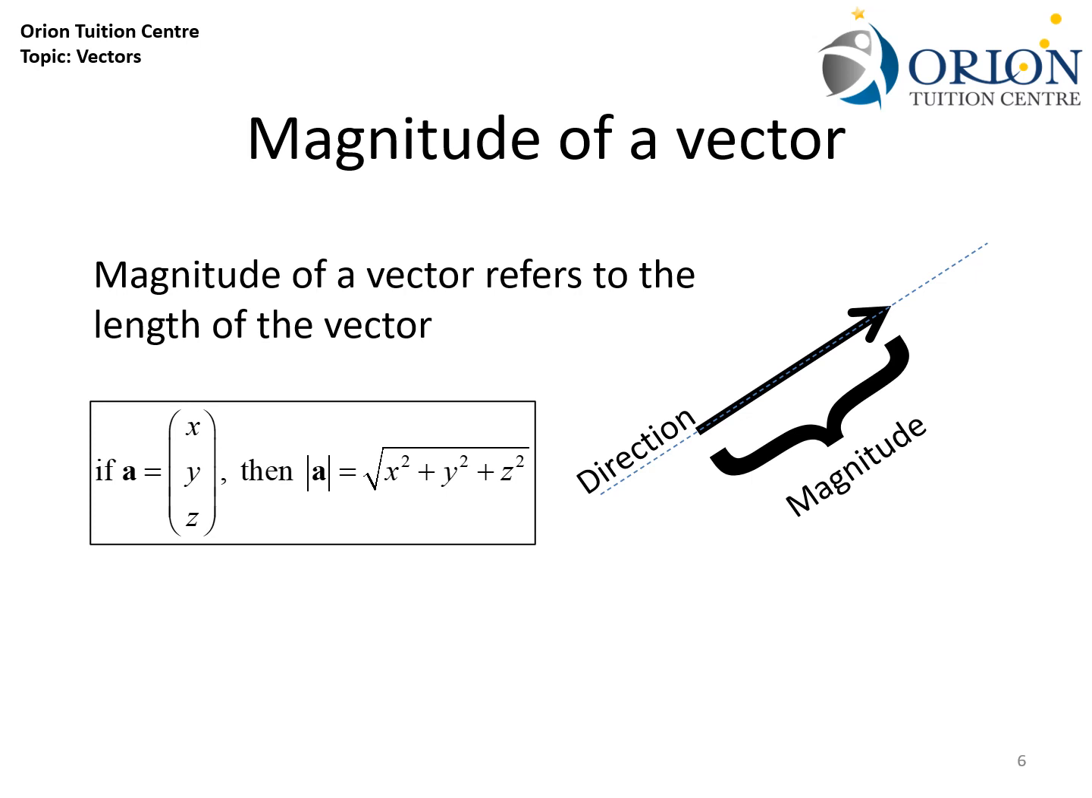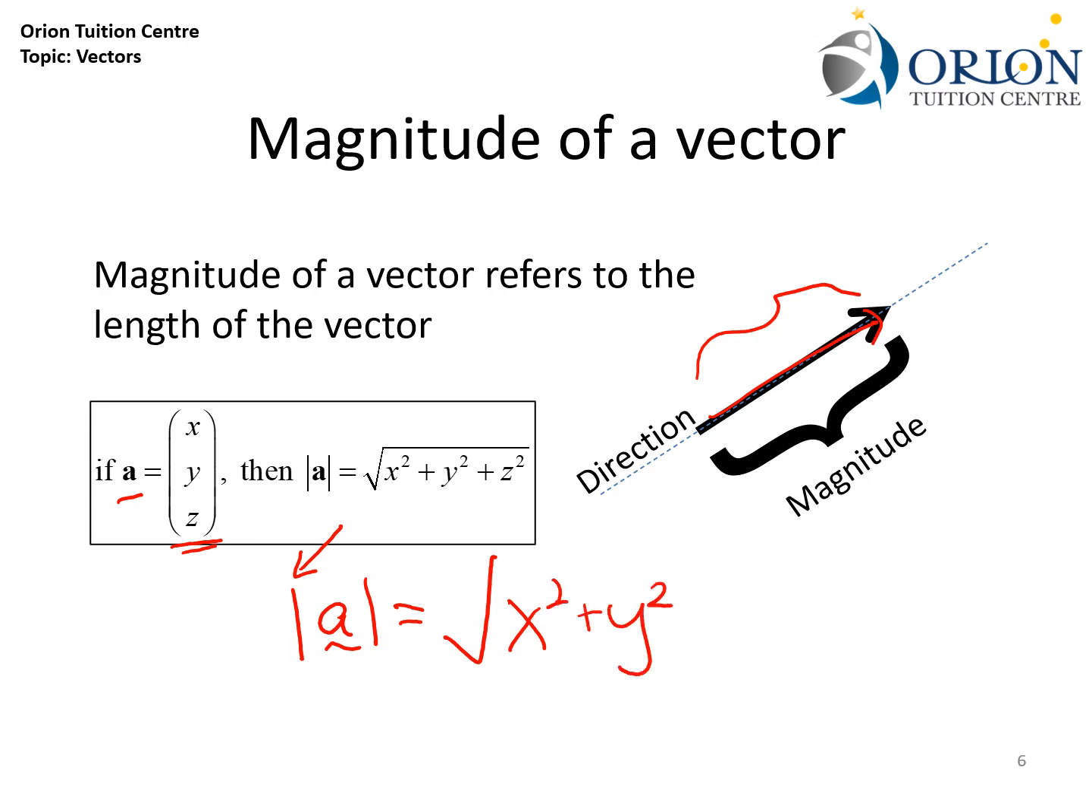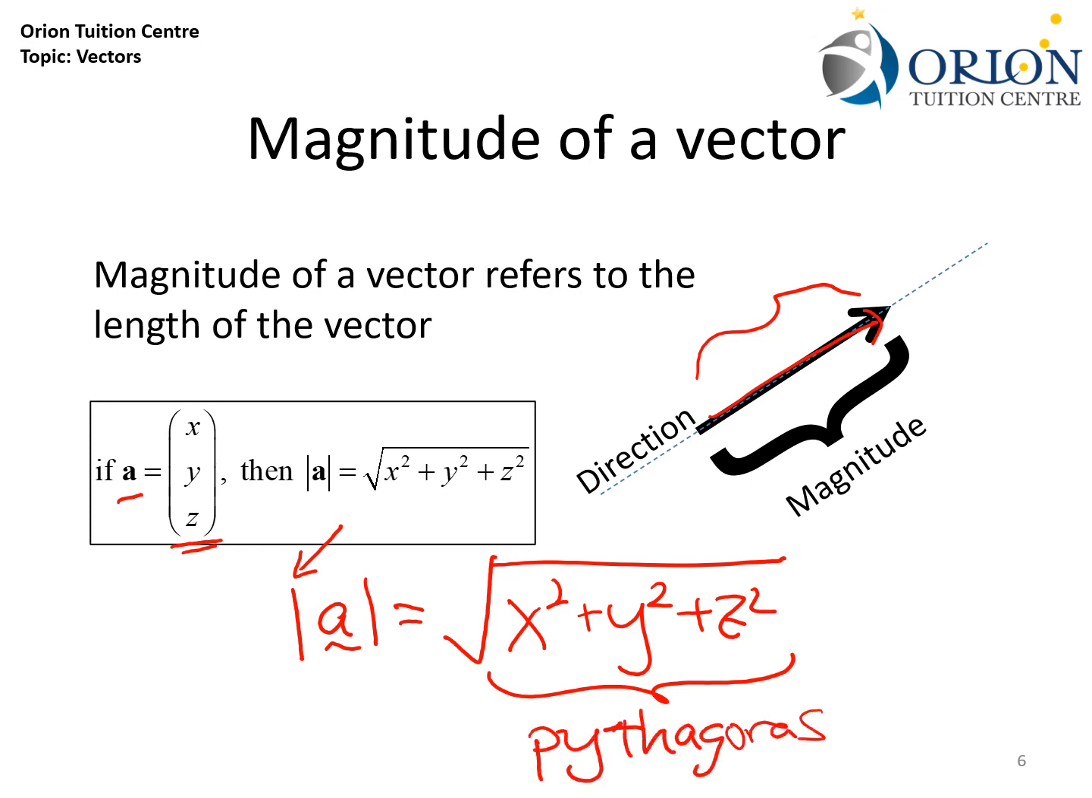All vectors consist of two components, a direction and a magnitude. The magnitude tells us how long or how short the vector is. It is the length of the vector. Now, if we have a vector A, which is defined as a column vector of x, y, z, then the magnitude can be written as mod A, where mod over here refers to the magnitude of vector A, equals to the square root of the three components squared and summed, so x squared plus y squared plus z squared. This formula over here is derived simply using the Pythagoras theorem.